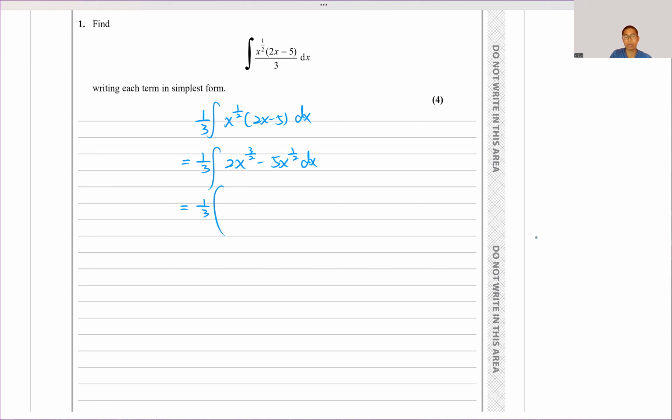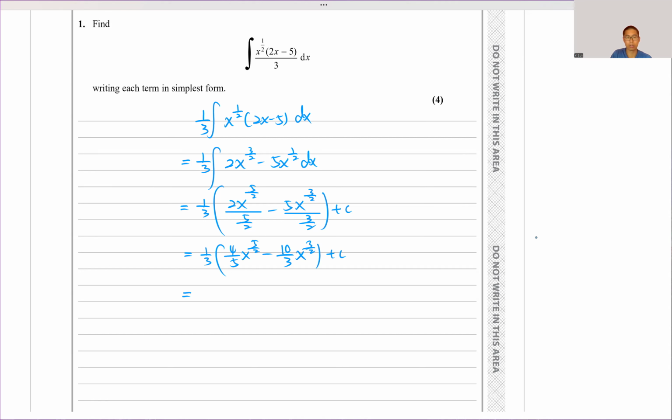Integrate x to the power of 3/2, so we plus 1 to get the power of 5/2 divided by the power of 5/2. And then minus 5 times the integral, so plus 1 to get the power of 3/2 divided by the power of 3/2 plus c. So simplify this, we have 1/3 times 2 divided by 5/2, that should be 4/5, x to the power of 5/2, minus, so 5 divided by 3/2, that should be 10/3.